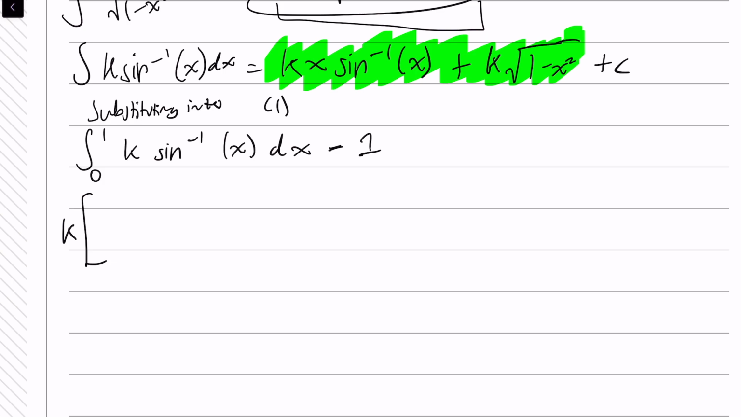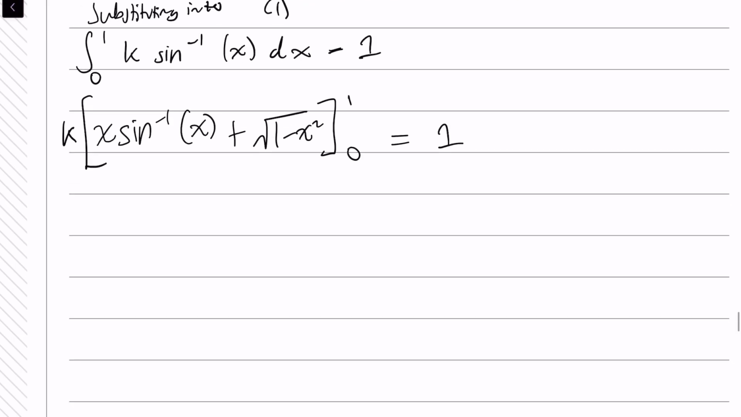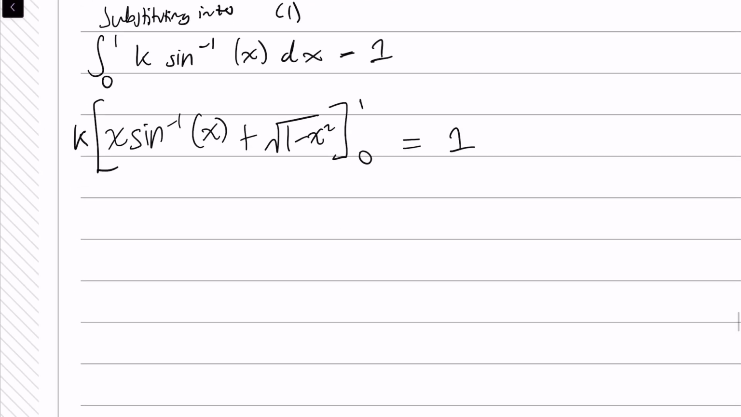So you always try and find common factors when you're taking a definite integral and putting that into square brackets. So then obviously just factor out k, so x sine inverse x plus square root of 1 minus x squared, and that's from the boundaries from 0 to 1. That's going to equal a total value of 1 area unit squared.